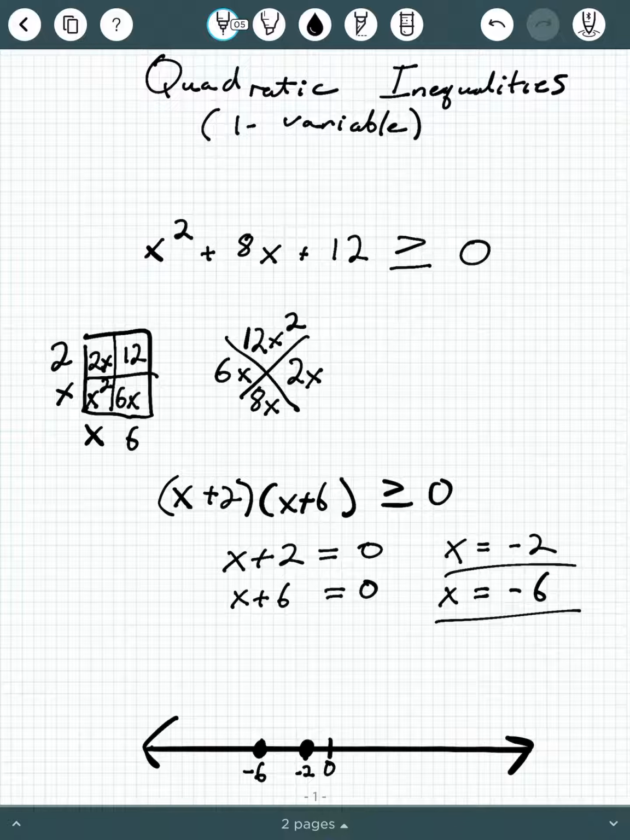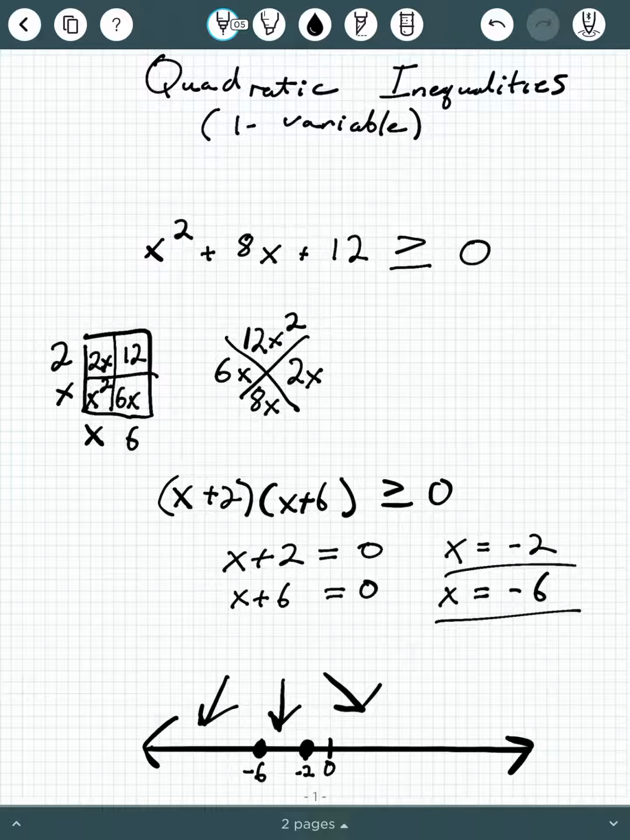The tricky thing here is there are actually 3 places our answers could lie that would make this inequality true. They could be the values less than -6. They could be the values between -6 and -2.